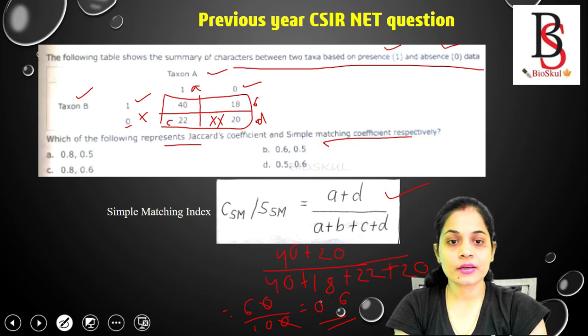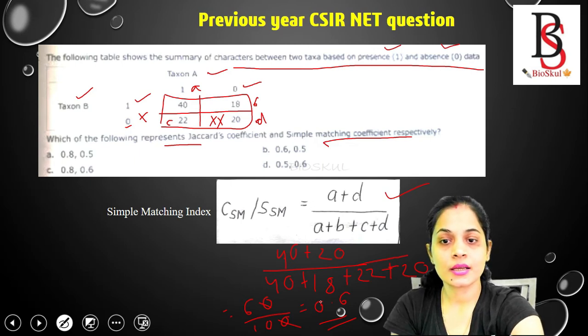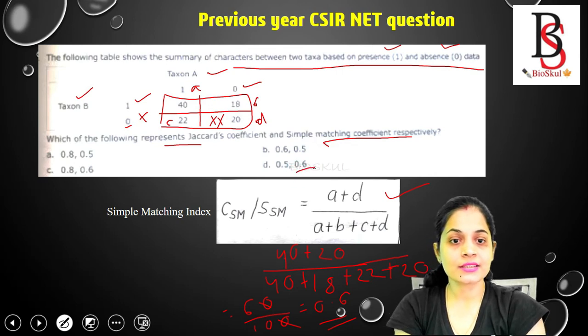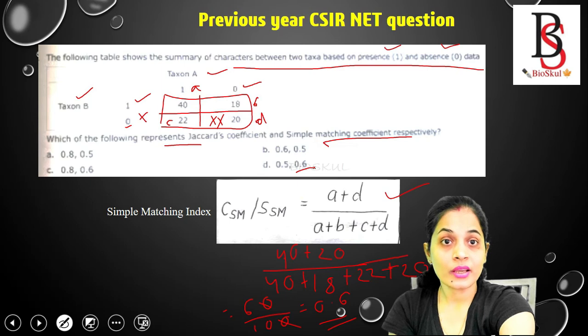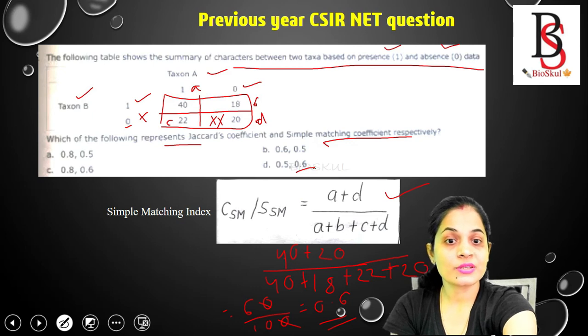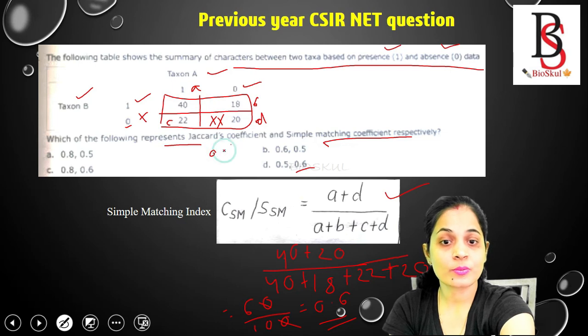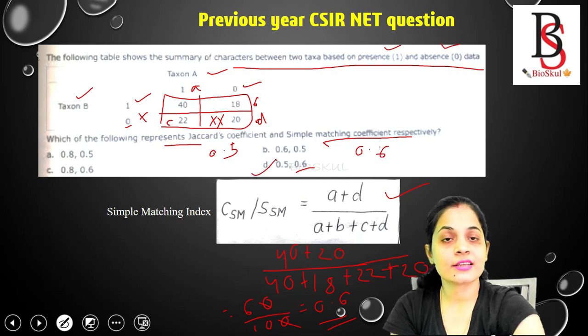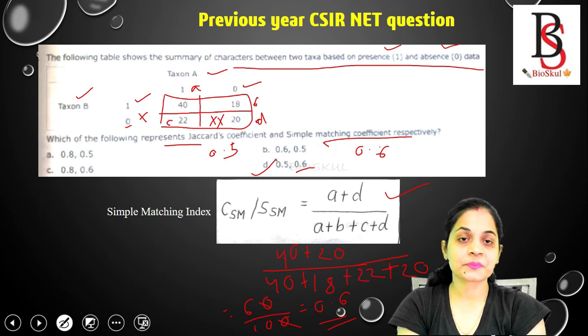So which one is the correct answer for the simple matching coefficient? You can see 0.6 is the answer. You might also notice 0.6 in option C, but for Jacquard's coefficient we calculated 0.5, and for the simple matching coefficient it is 0.6. So the correct answer is option D.